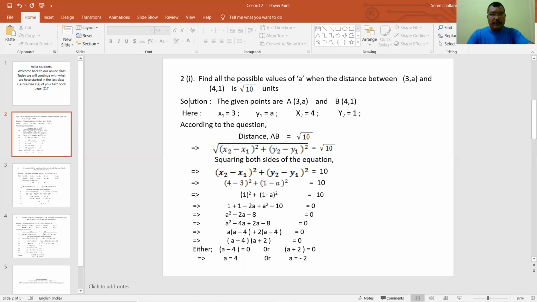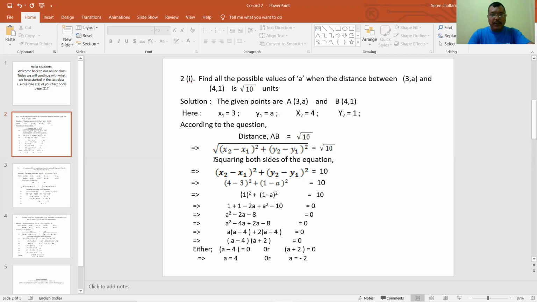To start with the solution, we write the given points. The first point we name A, (3, a), and the second given point B, (4, 1). Here x1 is 3 and y1 is a. Your x2 is 4 and y2 is 1. According to the question, the distance between these 2 points is square root of 10. So the distance AB is square root of 10.